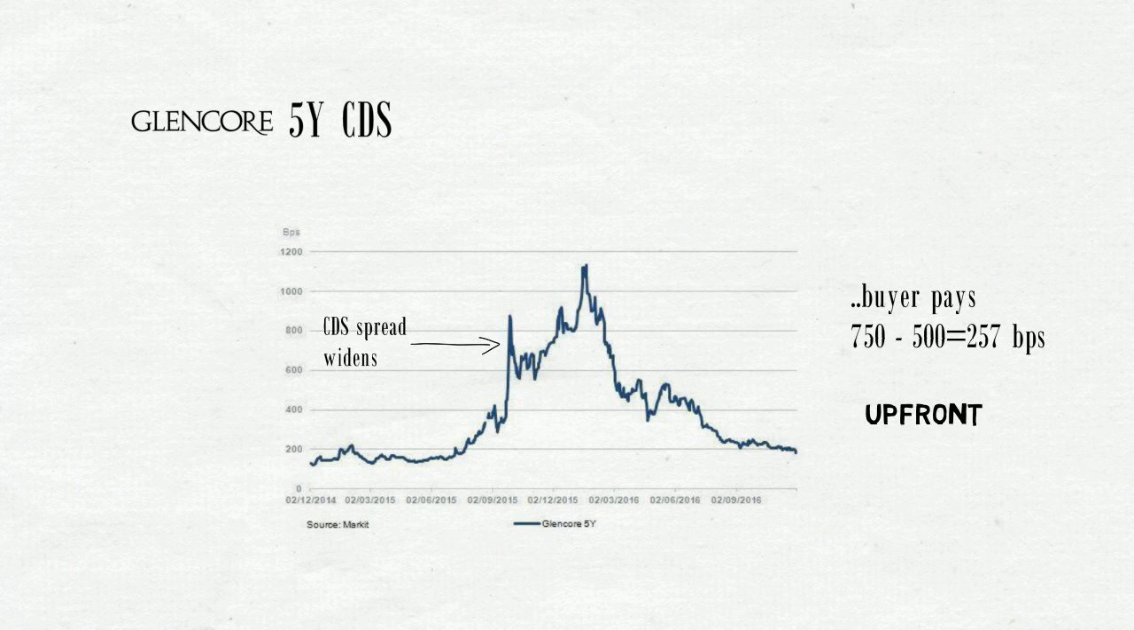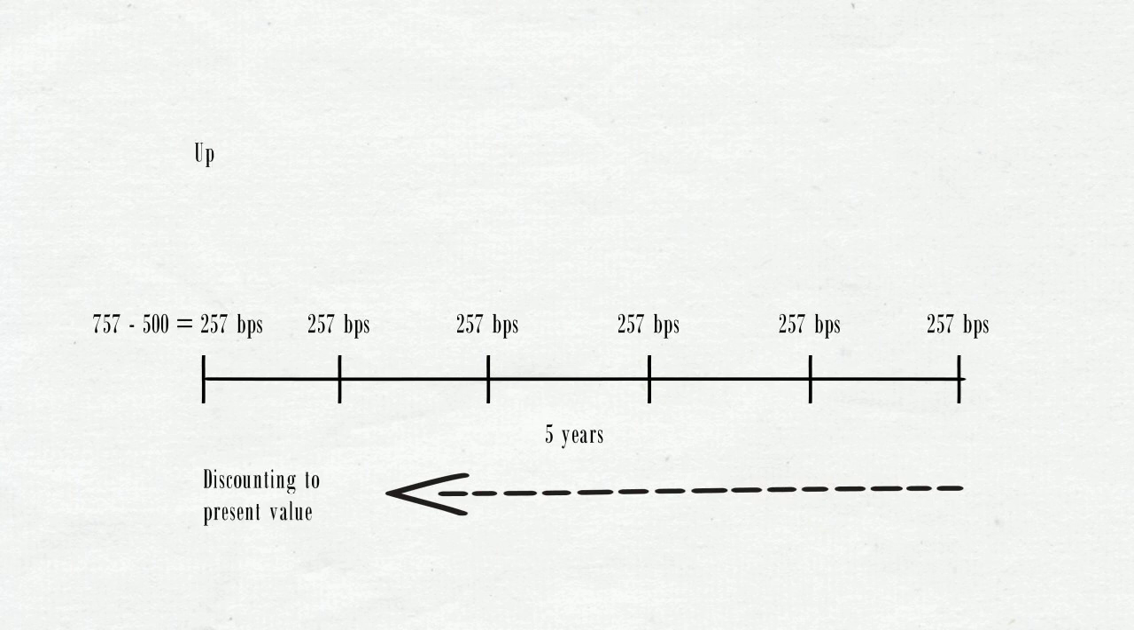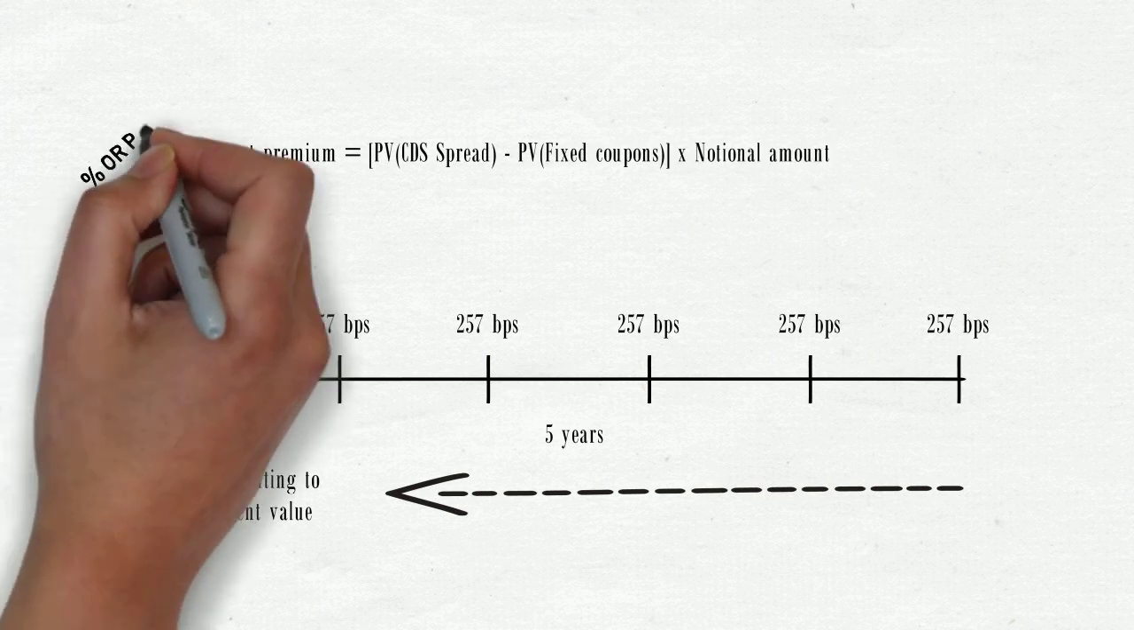What we will now do is look at the fundamentals behind calculating this fee. If we could go back to the old times, that is before the era of fixed premium, then the buyer would have had to pay 757 basis points every year for the remaining life of the CDS. But, as things stand today, she's only paying 500 basis points. Now that means we need to find out what this difference is worth for a given notional amount over the life of the contract. Finally, we need to discount the difference back to its present value. Upfront premium therefore would equal the present value of the CDS spread minus the present value of the fixed coupons, times the notional amount on the CDS.